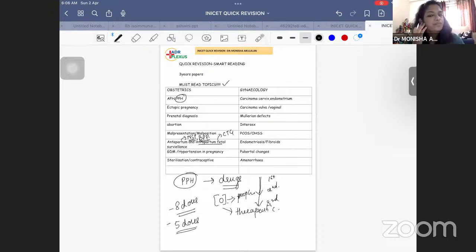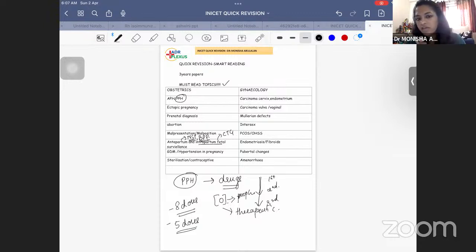Coming to gynae. See, gynae, definitely malignancies are going to be a very important topic. Carcinoma cervix, endometrium, their etiology, all these can be asked. But surprisingly, nowadays a lot of questions are framed from carcinoma vulva. Please read up on carcinoma vulva. All the basic things. They're not going to ask you high-end questions for carcinoma vulva, but basic. Once you read the basics, you will be very confident to answer carcinoma vulva questions.